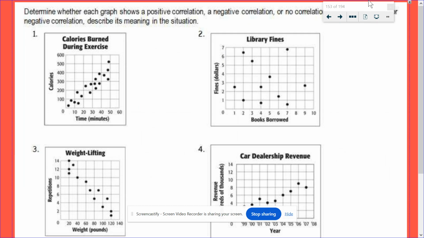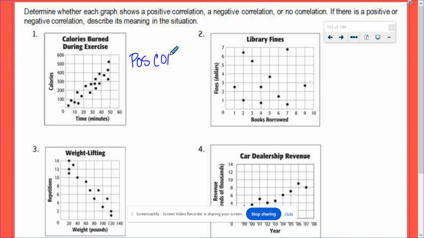So let's just look at some examples here. The directions tell us to determine which graphs show a positive correlation, a negative correlation, or no correlation. And if there is a positive or negative correlation, describe its meaning in the situation. So look at the points here on this graph of the calories burned during exercise. The points are going from the lower left up to the top right. Therefore, we would say that there is a positive correlation. So according to the directions, we then have to describe its meaning. Let me try to reword this. How about you burn more calories the longer you exercise.